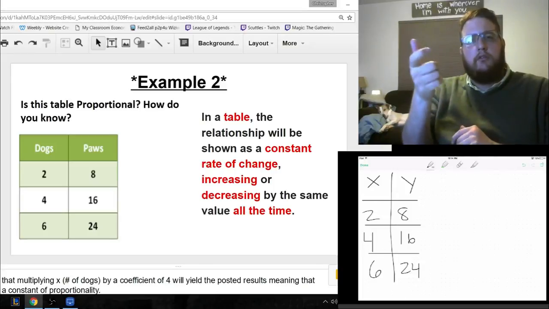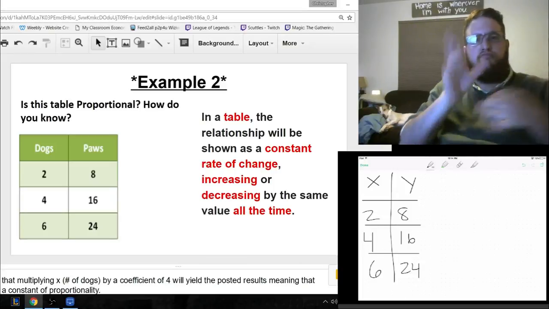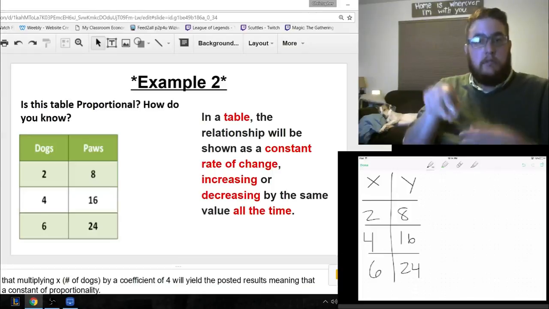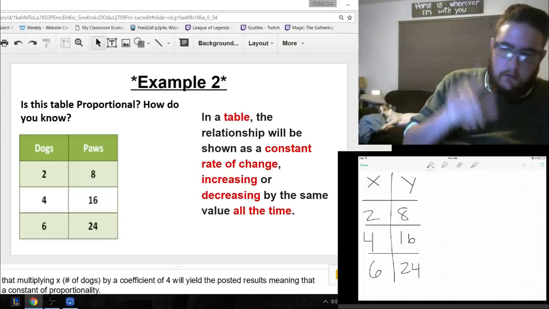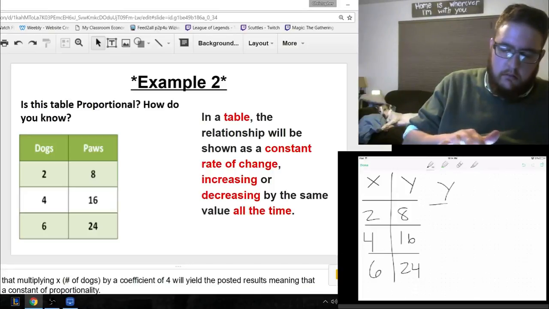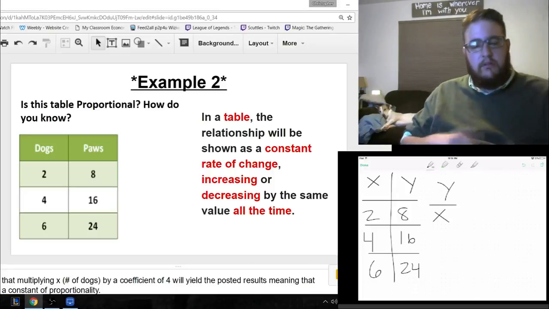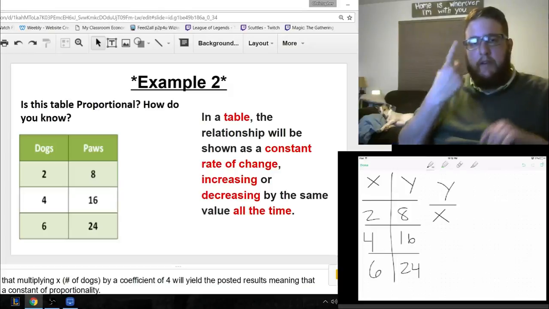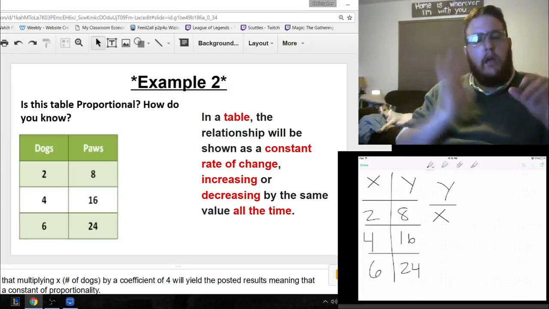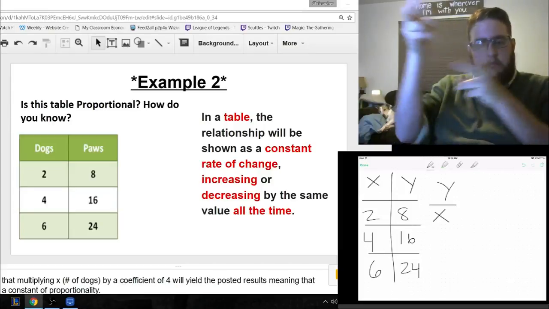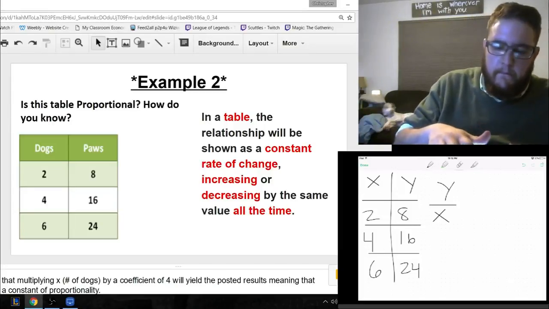So we've set up our table, but now we have to figure out the rate of change for each one of these pairs. Remember, in order to determine the rate of change, we must divide our y value by our x value, or paws divided by dogs. We've got 3 different pairs, so we'll have to set up 3 different rates of change. So we'll substitute in the first one.